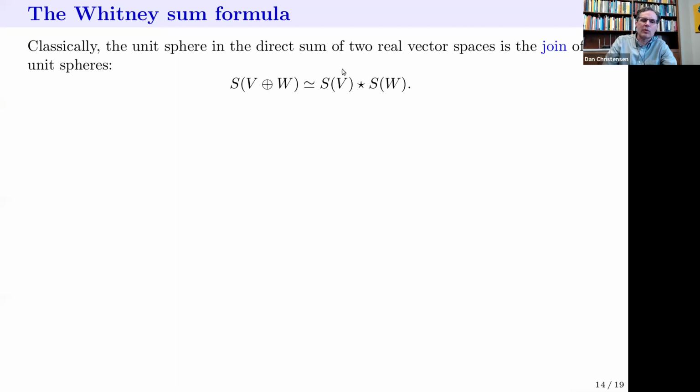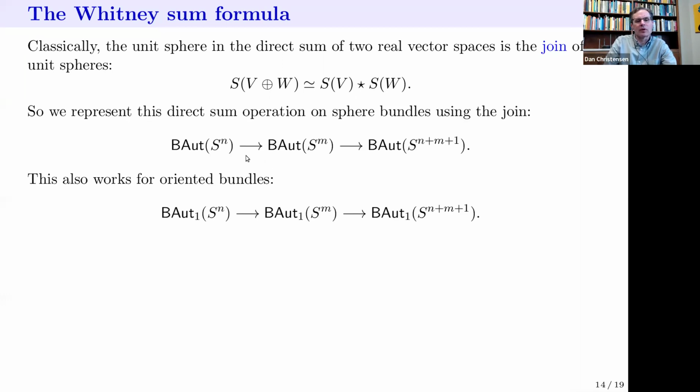So for us, we can model the direct sum of vector bundles by taking the fiber-wise join of our sphere bundles. So if we have n-spheres and m-spheres, we can join them, and you end up with a sphere of dimension n plus m plus 1. That's how the dimensions work. And it passes to oriented spheres. If you take 2 oriented spheres and join them, you get an oriented sphere of that dimension.